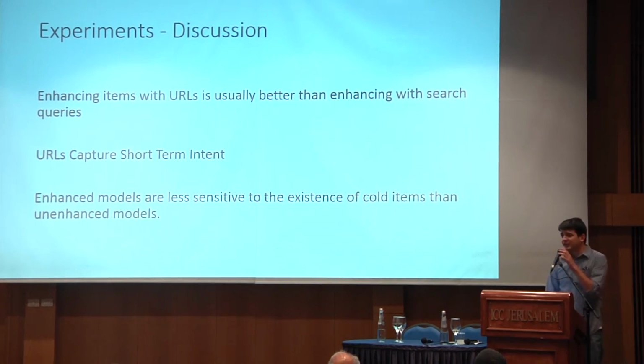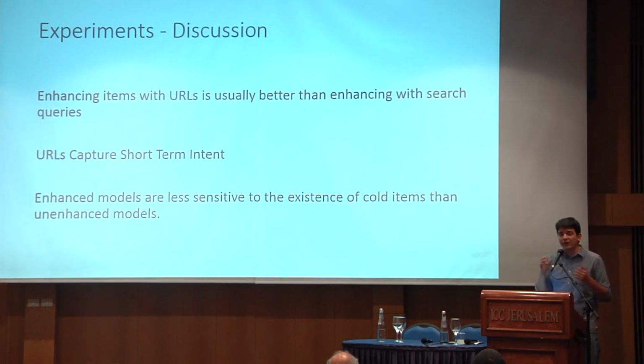Okay, so some discussion. In general, using URLs when you have them is better than using queries. We discussed this at the top. URLs are a more fine-grained semantic resolution. They give us simply more information. So that's interesting. URLs also capture short-term intent. We saw this in the example. When I'm traveling, I'm going to Marriott.com, and I also maybe want to use a flight app and maybe use a restaurant booking app.